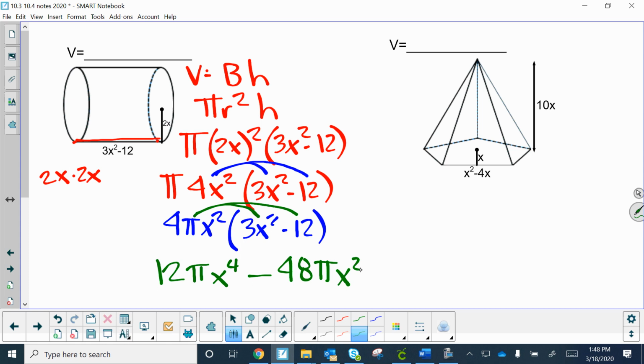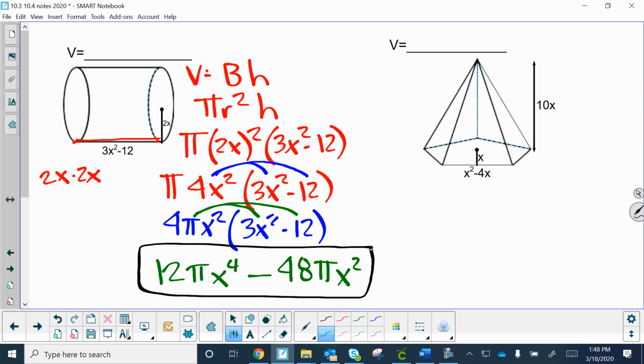We don't have any x terms on that last one. And so here's my final answer in algebraic form of the volume of this. Okay? I'm not going to rewrite it, so we can just leave it like that.